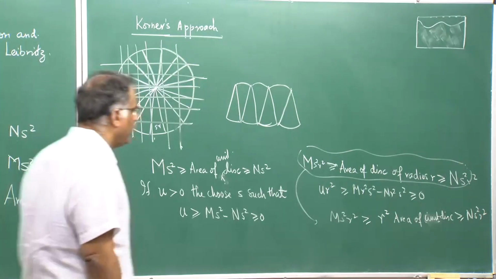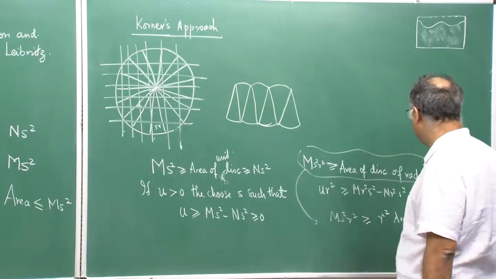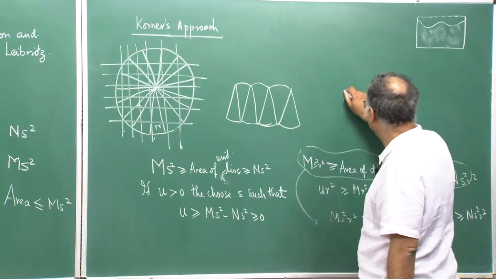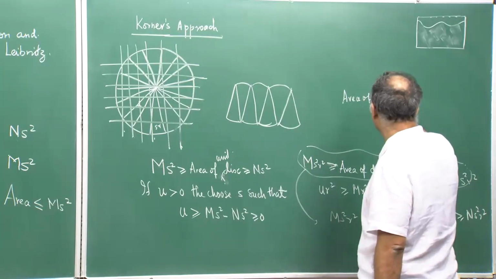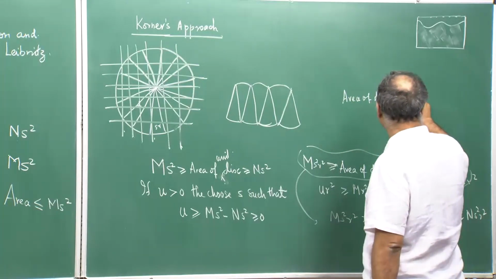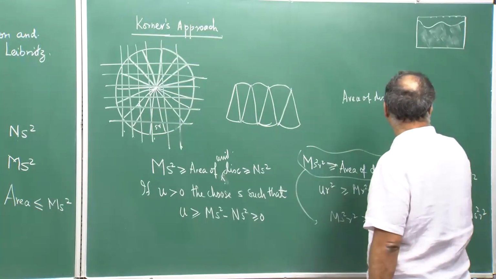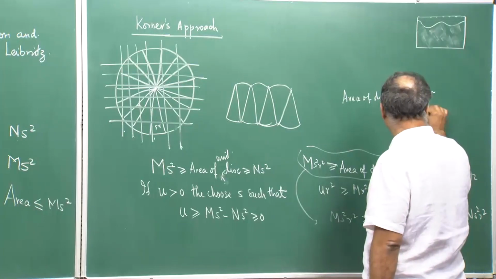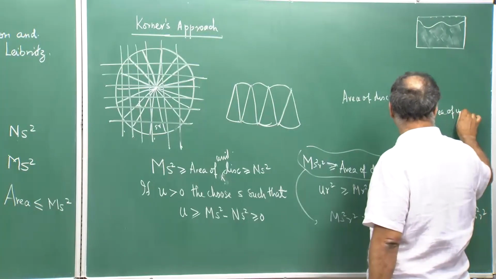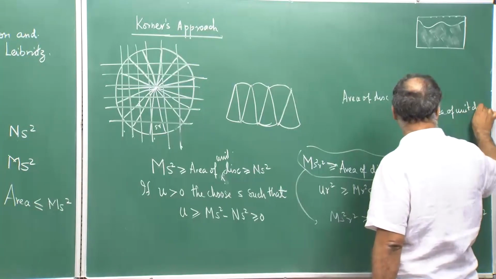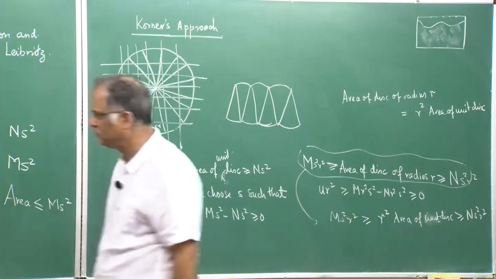So what do we finally conclude from here? We finally conclude that the area of disk of radius r is equal to r square times the area of unit disk. That is what we have concluded from our discussions here.